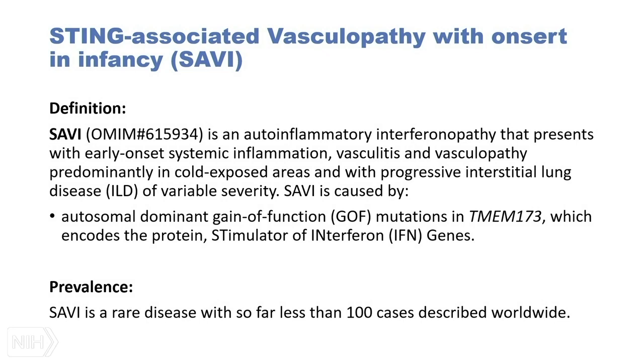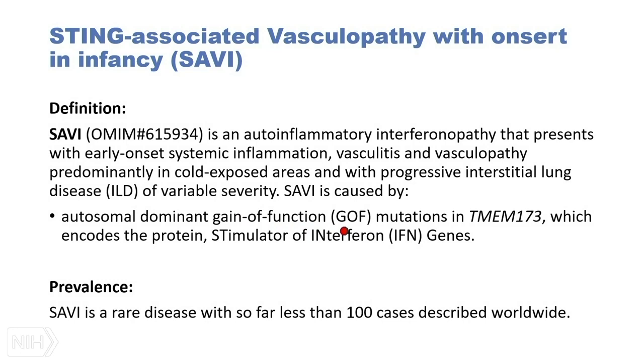And before I go into the pathogenesis, which is shared with SAVI, I'll tell you about SAVI, which is STING-associated vasculopathy with onset in infancy. SAVI is an autosomal dominant interferonopathy that presents early on with systemic inflammation, vasculitis, and vasculopathy, predominantly in cold-exposed acral areas, nose, also tops of the ears, and with progressive interstitial lung disease of variable severity.